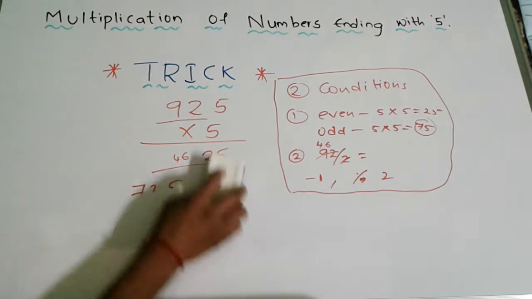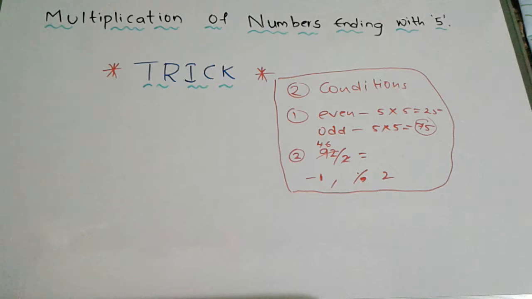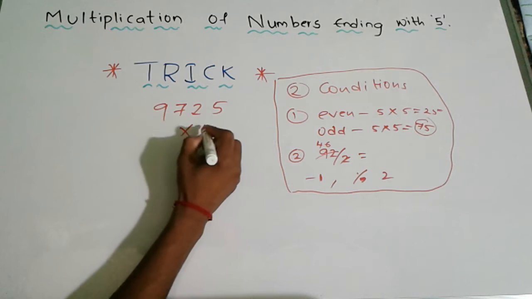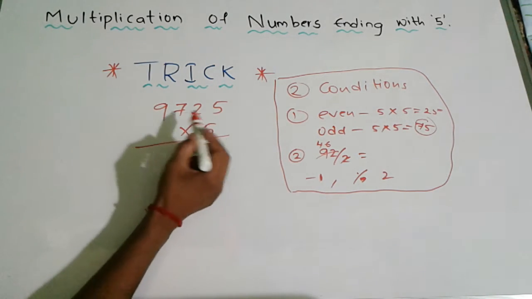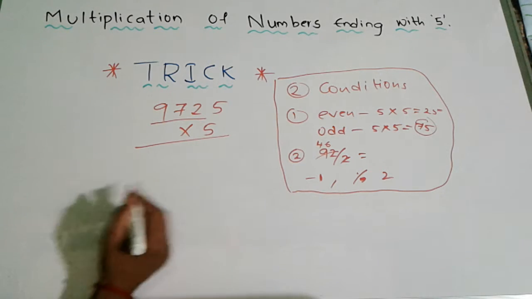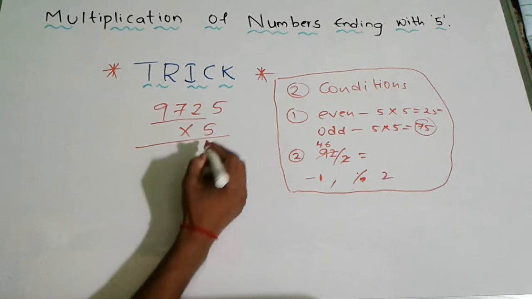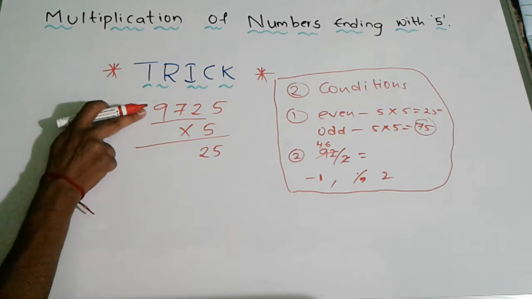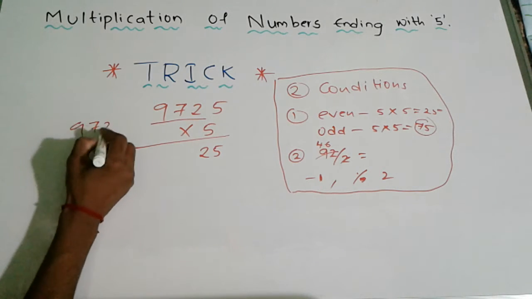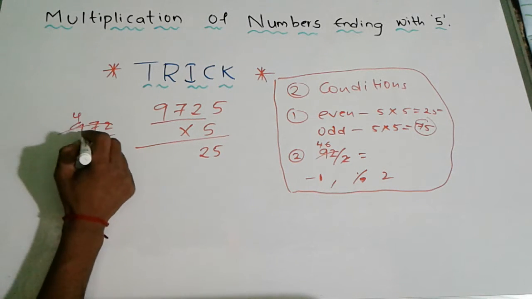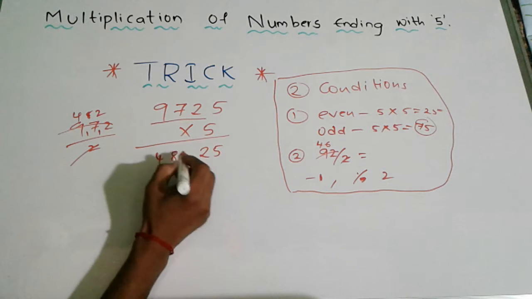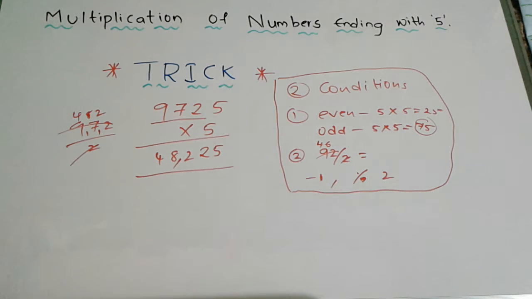And let's consider another example. 9725 multiplied by 5. Here the number is even, right? So you have to write 5 5s are 25, and you have to divide this number by 2 because this is an even number. And 972 by 2 is equal to 486. Our final answer is this. If you have any doubt, please check with your calculator.